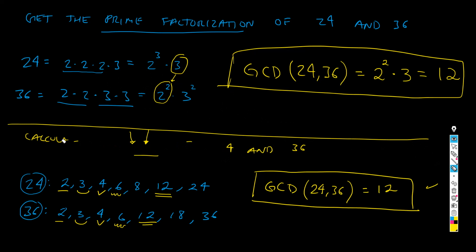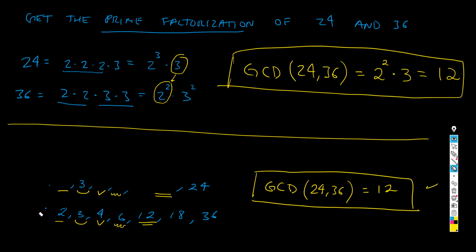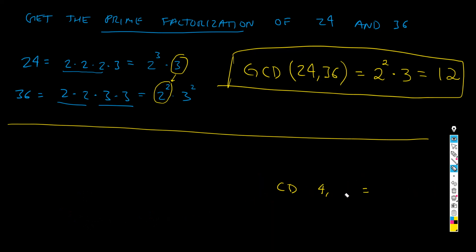Okay, let's do another one. Now we're going to calculate the GCD of 3 numbers. Let's erase all of this. So, what numbers? Let's work with calculating the GCD of 40, 60, and 100.